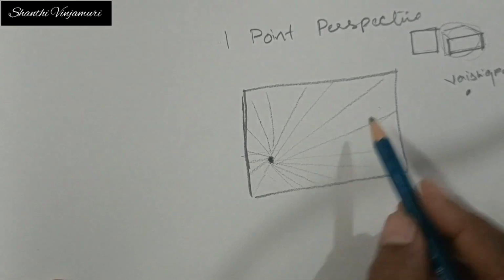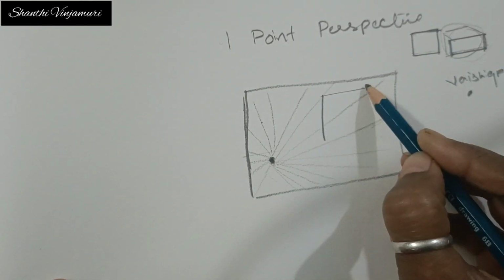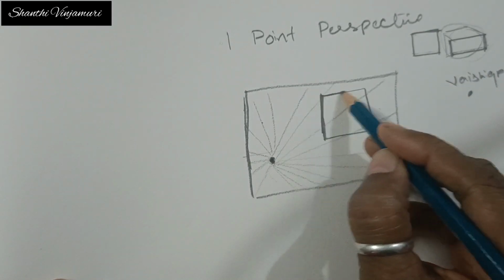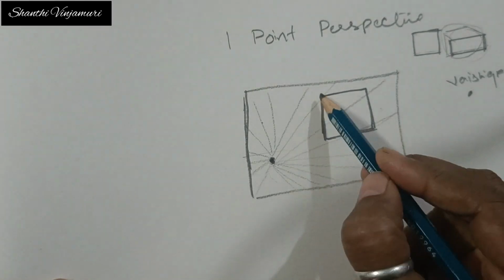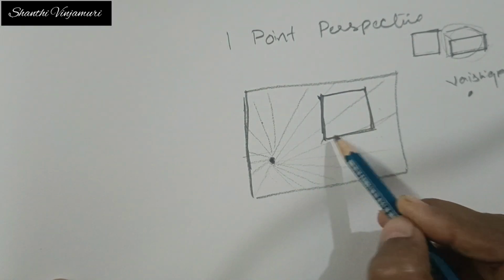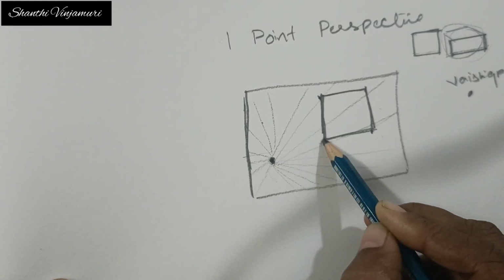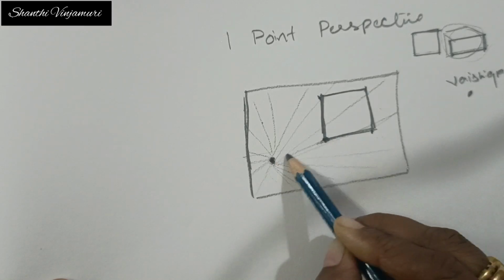Now the same square I will put somewhere here. Now how do I get the depth? You see these corners, right? These imaginary lines pass from the corners to the vanishing point.